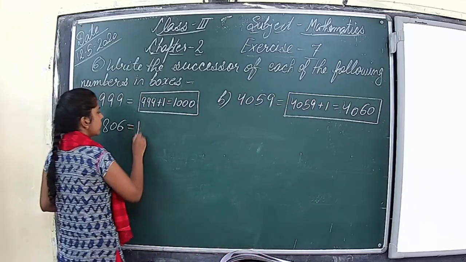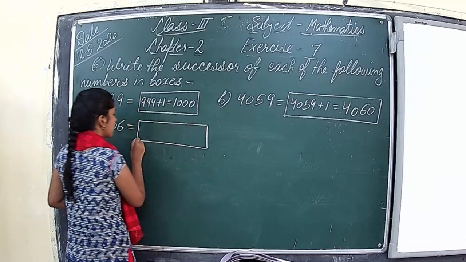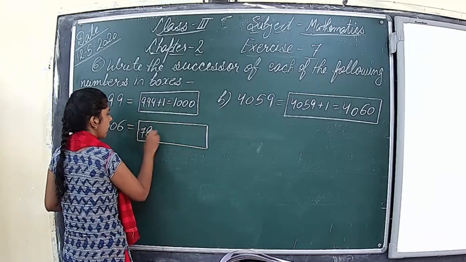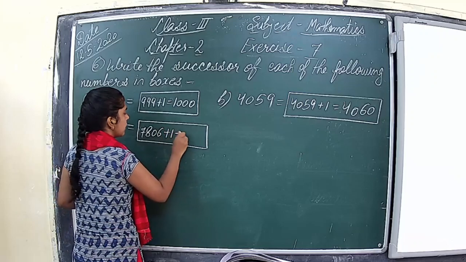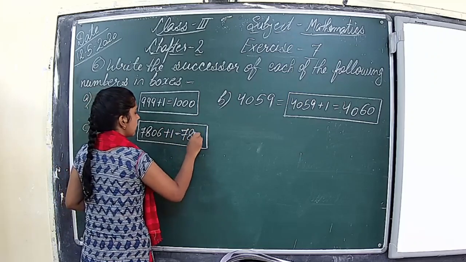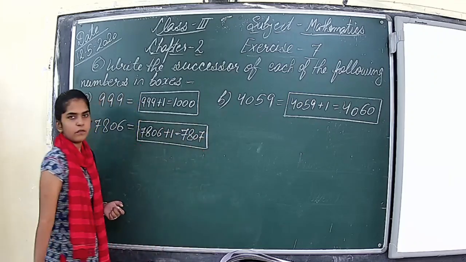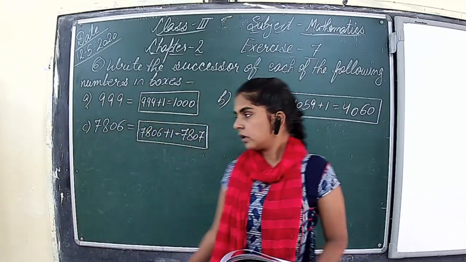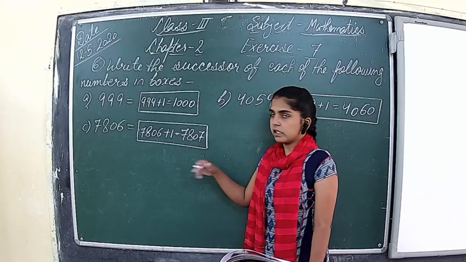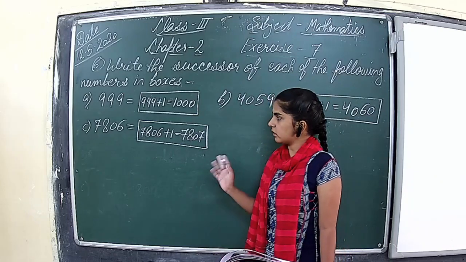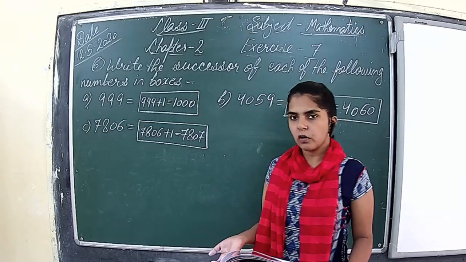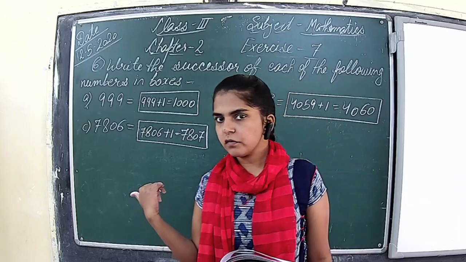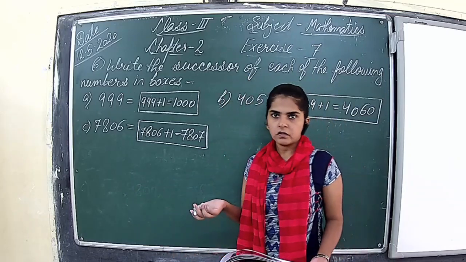Next, 7806. So, what will be the successor of this number? Successor of this number will be 7806 plus 1, that is 7807. Right? We want to find the next number, no? So 806, what will be the next number of it? The next number of this number is 807, right?